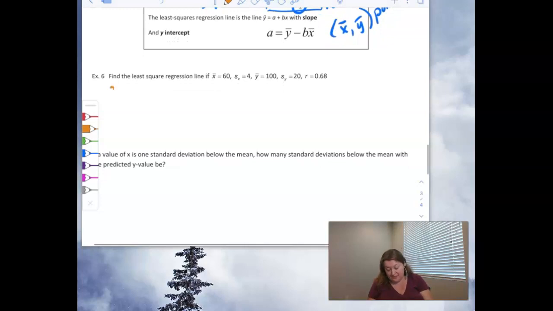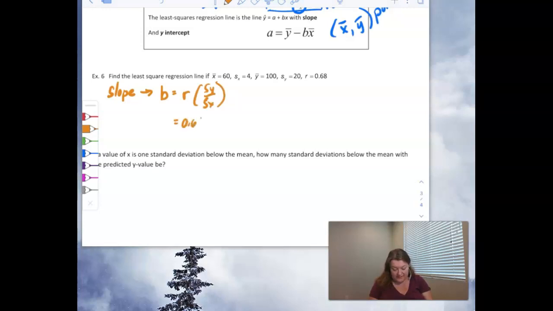So first thing I'm going to do is find the slope. To find slope, that is b equals r times standard deviation of y over standard deviation of x. So that's going to be my 0.68, and my s sub y is 20, and my s sub x is 4. And if I multiply that out, I think I get like 3.4, something like that. Okay, so I just found slope.